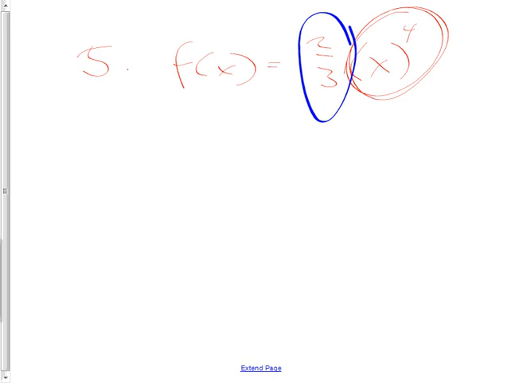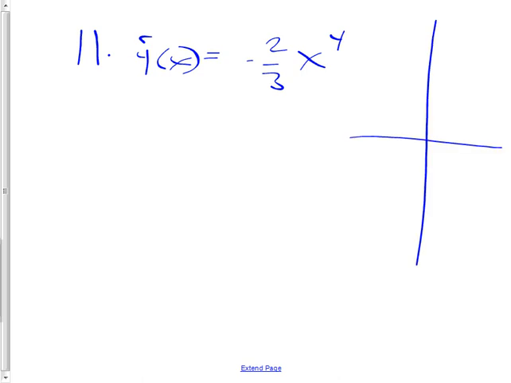Let's move on to number 11. Number 11 is asking you to pick out which of those curves in the picture would be f of x equals negative 2/3 x, and then that's to the 4th. All right. Do you know generally what that kind of looks like? Generally like this, except then what happens to it? You flip it.